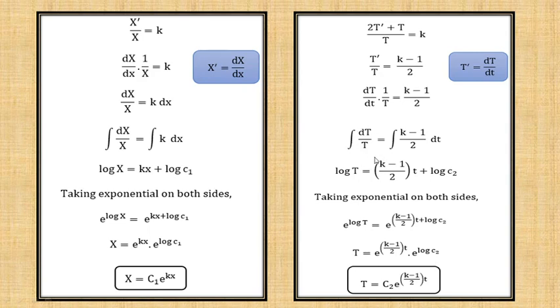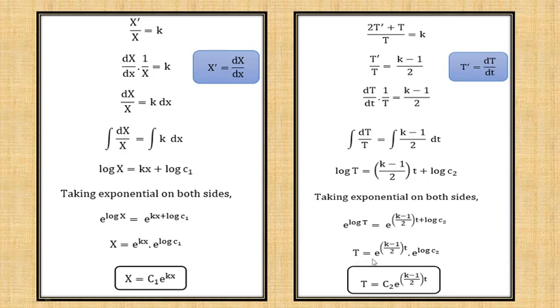Now the left hand side is purely a function of capital T, hence I can integrate, and integral of 1 by T is log T. And on the right, k minus 1 by 2 is a constant which is taken outside into integral dt, that is t, plus constant of integration, again here I am writing it as log c2. Now similar to the previous case, I am taking exponential on both sides. Left hand side becomes e raised to log T is equal to e raised to k minus 1 by 2 t plus log c2.